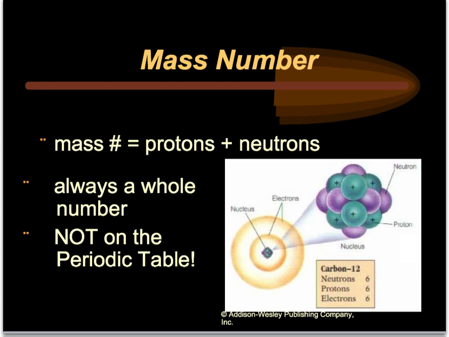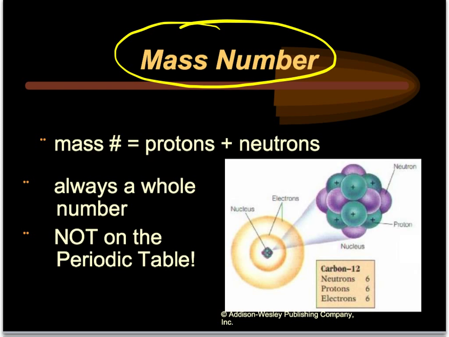The second most important thing that you're going to need is the mass number. The mass number is equal to the number of protons plus the number of neutrons. It's always a whole number, and it's not on the periodic table, but I'll show you on the next slide how we can get there.